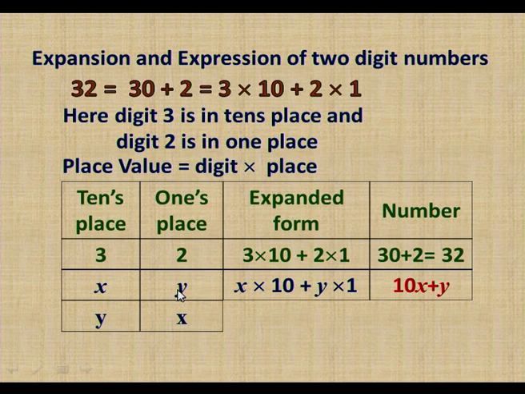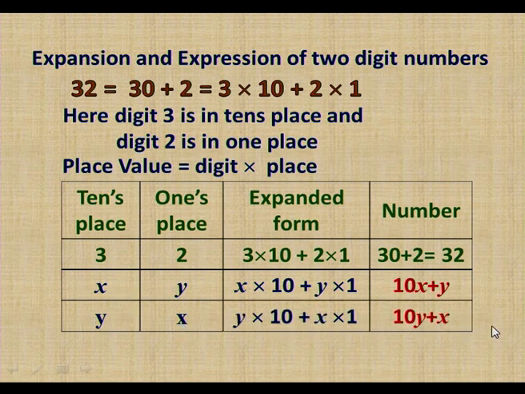If I reverse the digits, that means x becomes y and y becomes x, that means interchanging. See that the digits have interchanged. If I interchange, what happens? Instead of x, now I am multiplying y into 10. Now, in place of y you have x, x into 1. So, your number is going to become 10y plus x. That means, in the previous case you got 10x plus y. Now, after reversing the digits, you are getting the number as 10y plus x.